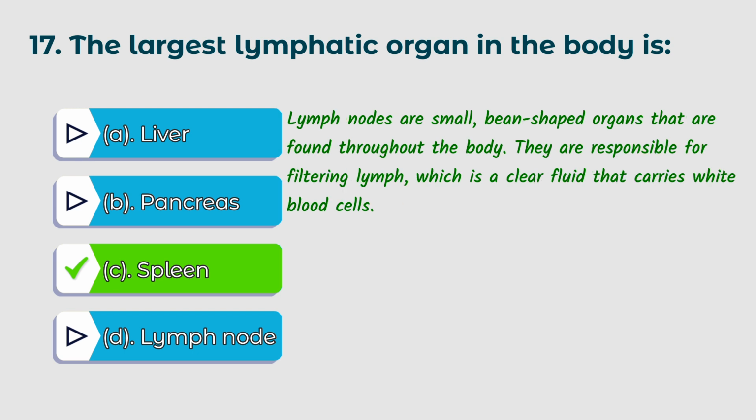Lymph nodes are small, bean-shaped organs that are found throughout the body. They are responsible for filtering lymph, which is a clear fluid that carries white blood cells.